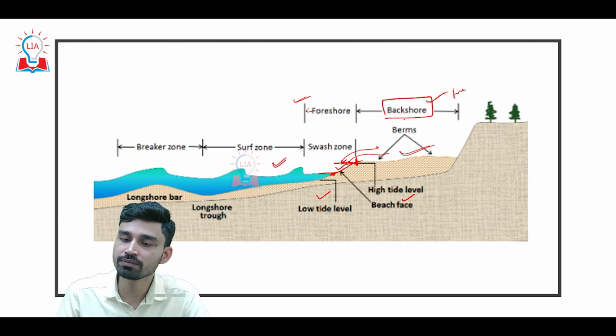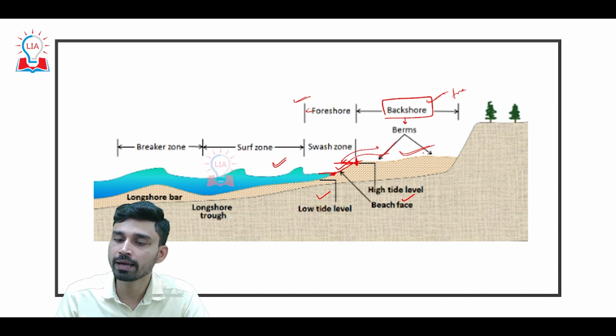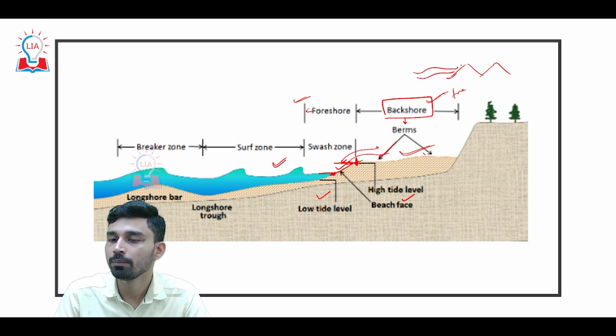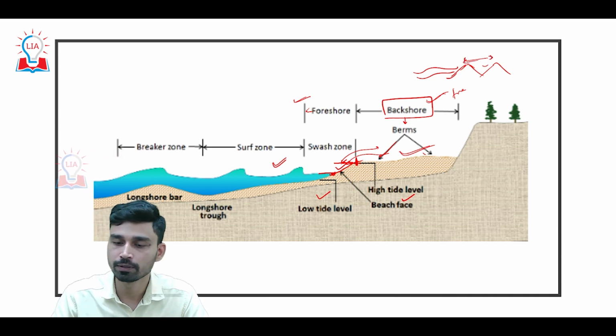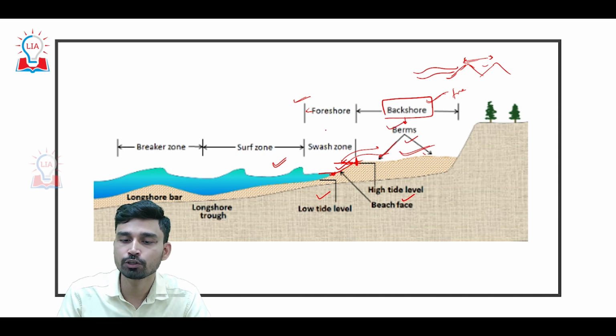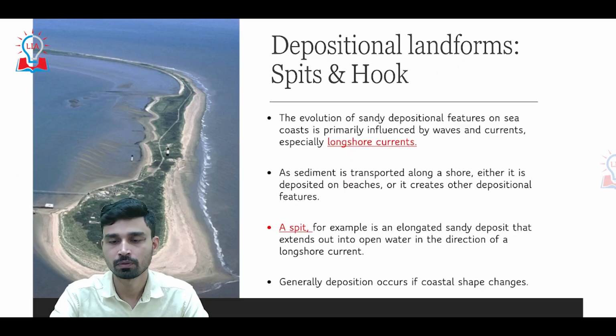The most characteristic feature of backshore is what we refer to as berms. Berms can be called a ridge-like feature that prevents the movement of seawater beyond this particular region, and thus it remains generally dry unless it is stormy weather. So we have berms, backshore and foreshore.